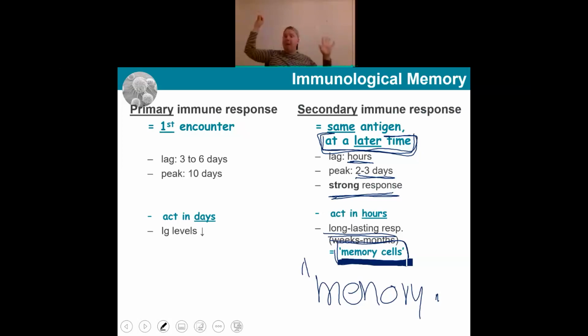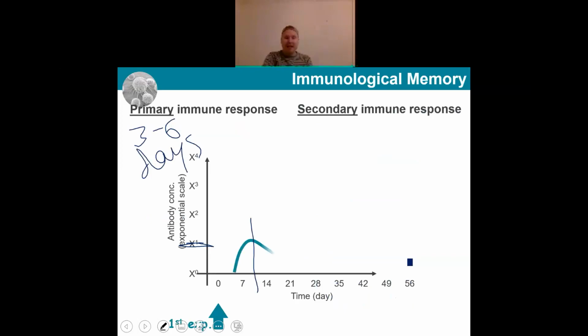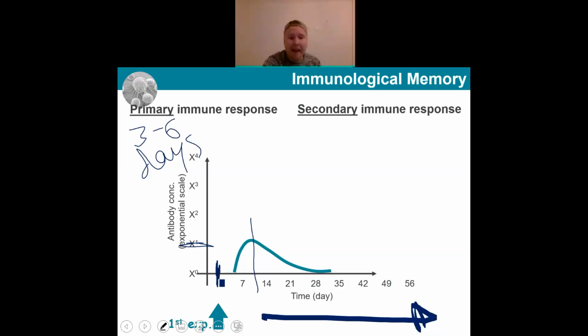But for this to happen, you must have met it before. So the second response is much better, much more effective, but it has to be that you've met it before, so you have developed this memory against it. And this graph, I think, explains it quite nicely. This is when you meet the pathogen for the first time. This axis is the time. You meet the pathogen for the first time here. It takes about a week, and then the peak response is around day 10. This is the amount of response that you have.